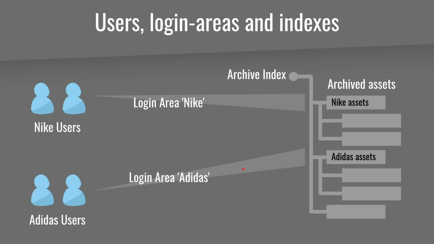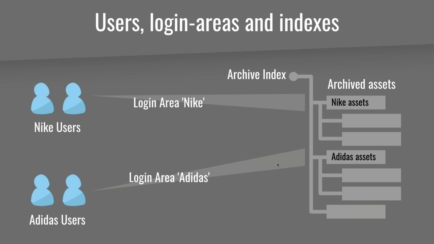So taking that a step further, we could have our Nike and our Adidas users accessing a single archive index. So they could access separate indexes, like I said earlier, but you could have one index, and you could say, I'll create a login area that just shares one folder of the index, and then the other folder for Adidas. So I've got one index, I've got 2 logins, and I've got different stuff being exposed within the same index.